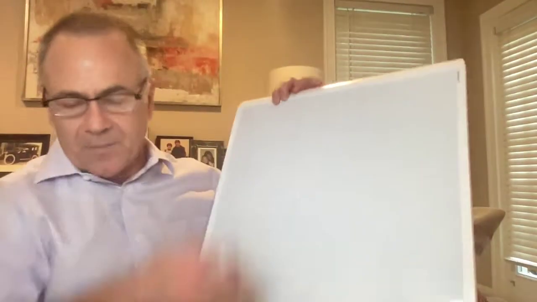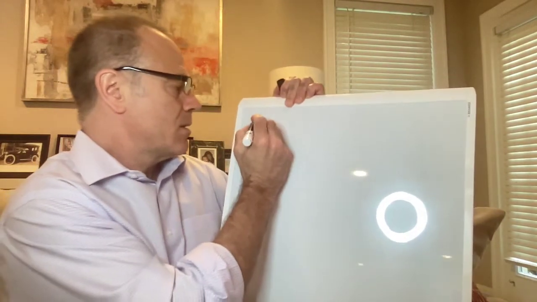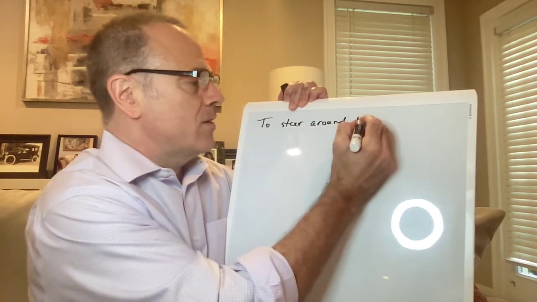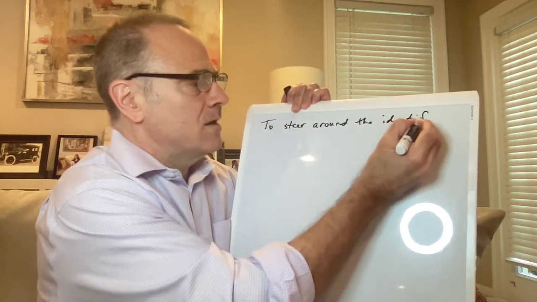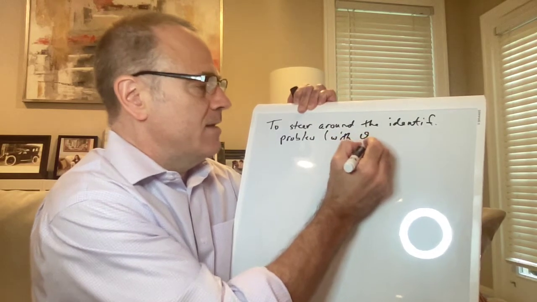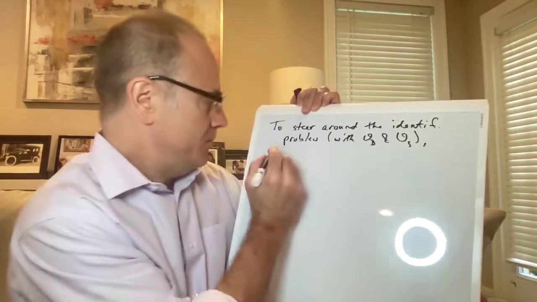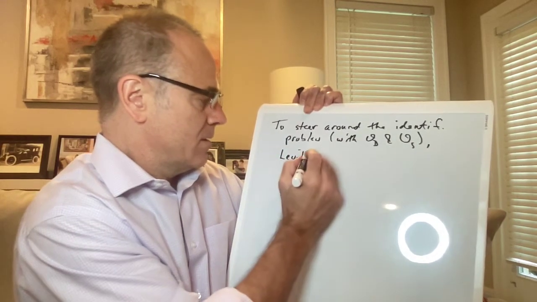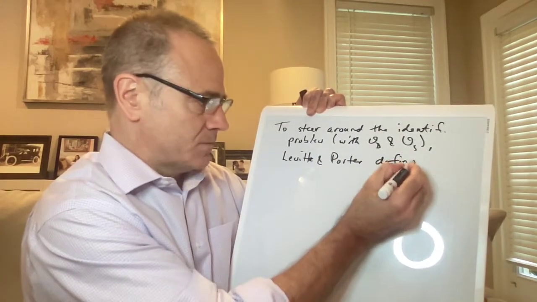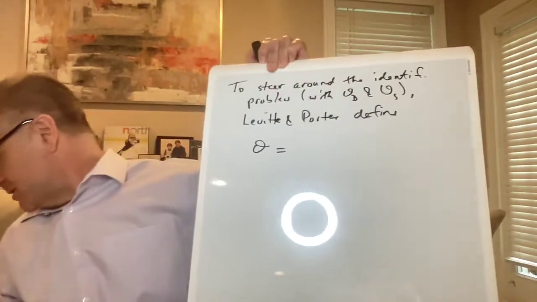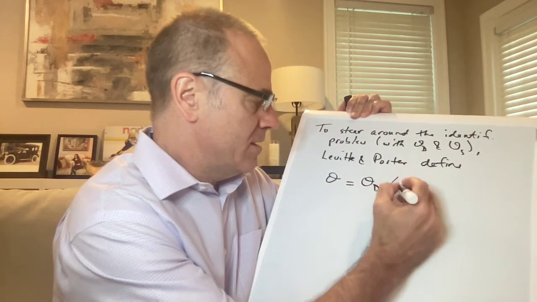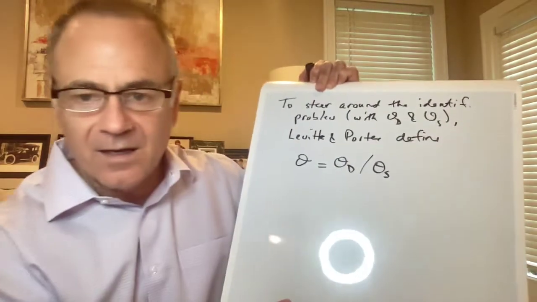Let's write on this board. To steer around the identification problem with theta d and theta s, Levitt and Porter define theta, and that just equals theta d divided by theta s.